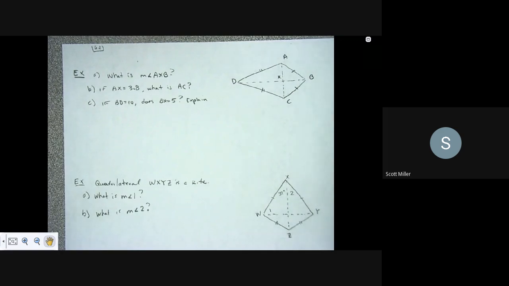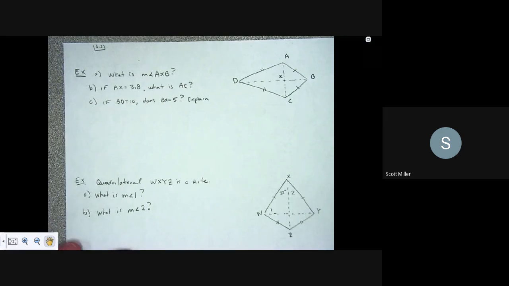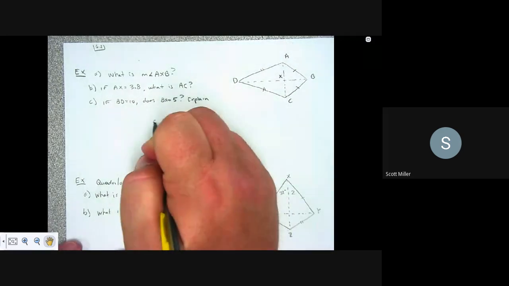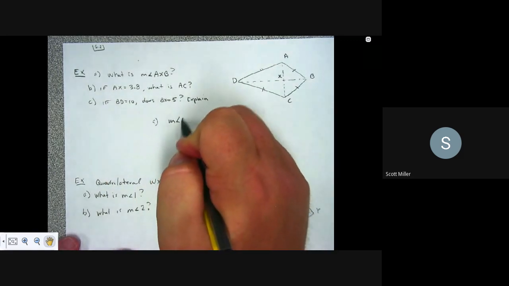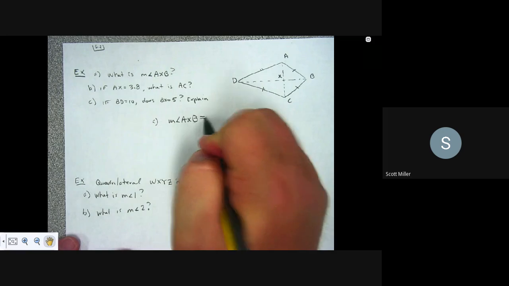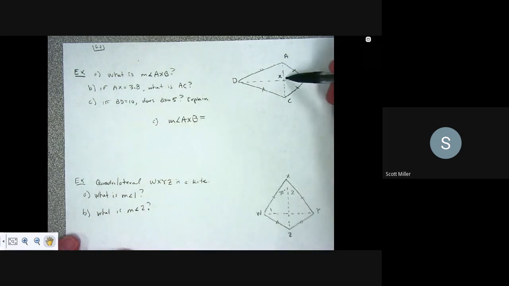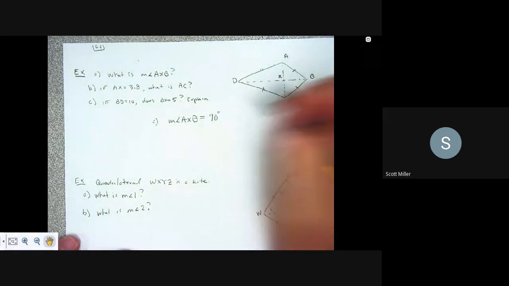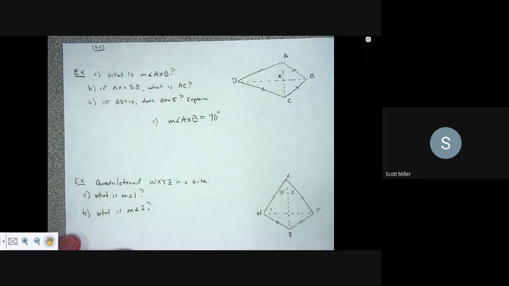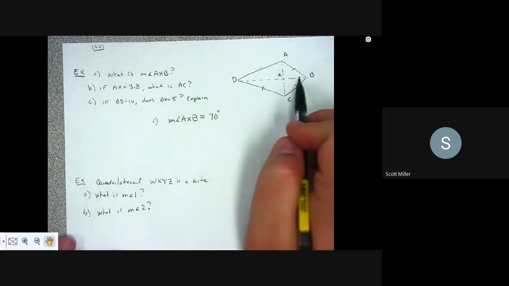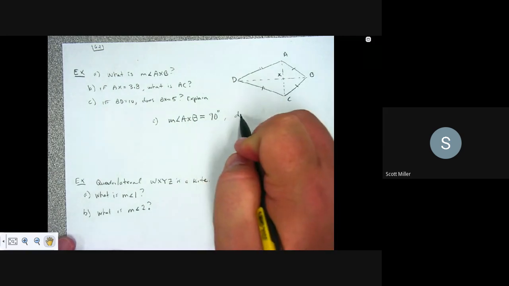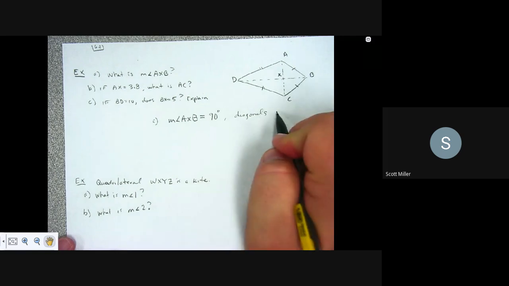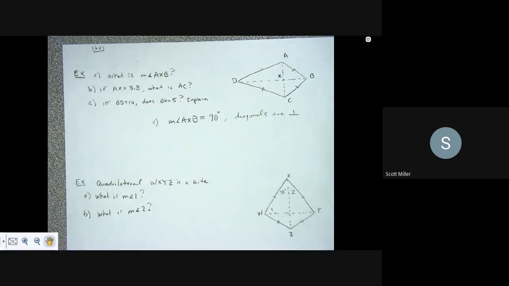And when you do these things, you have all the reasons over here, and I want to know why you know what the angle is. So for part A, what is the measurement of angle AXB? Well, it is 90 degrees. Why is it 90 degrees? Because one of the characteristics is that the diagonals are perpendicular to each other. Why is this true? The diagonals are perpendicular. That is one of the characteristics of a kite.